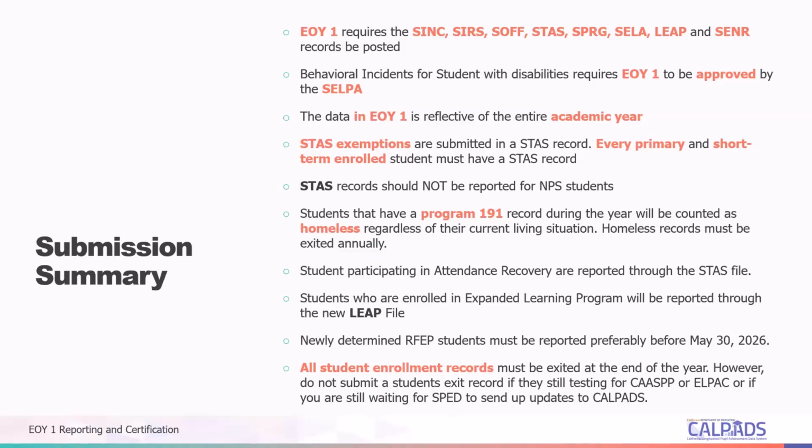So, for a submission summary, let's start with the file submission. End of year one requires the SINC, the SIRS, the SOLVE, that's discipline, the STAS, which is absenteeism, the SPRIG, which is student programs, the CELA, which provides English learner acquisition status for end of year, that's your RFEPs, the LEAP file, LEA program files, which is your expanded learning programs, and the SENR, that's your cumulative enrollment and the exits needed to complete the STAS record, as well as your students with disability one year graduate and dropout counts.